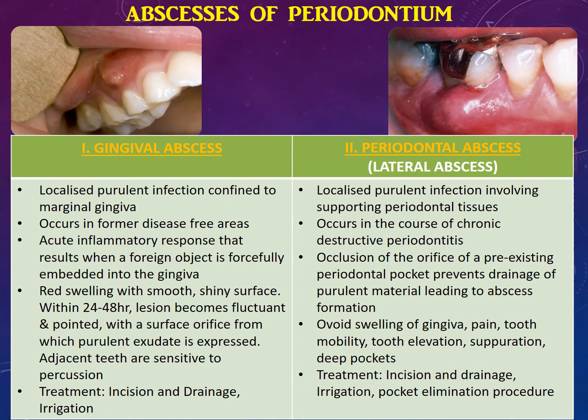Whereas the clinical features of periodontal abscess are ovate swelling of gingiva, pain, tooth mobility, tooth elevation, suppuration, and deep pockets. The gingival abscess can be treated by incision and drainage and irrigation, whereas the periodontal abscess should be treated by incision and drainage, irrigation along with pocket elimination procedure.